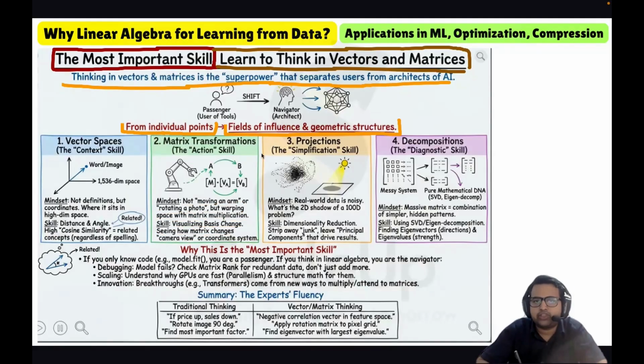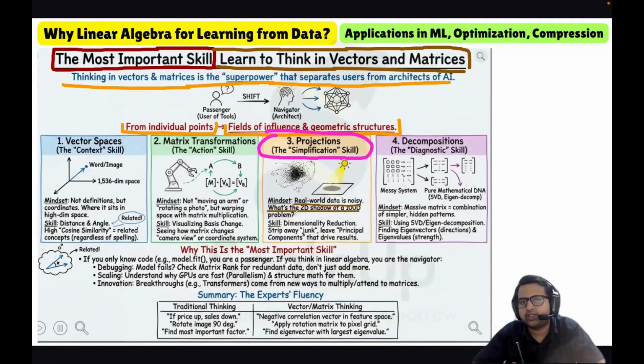Thinking in terms of projections, the simplification skill. Optimization and data science experts are masters of shadows. Real world data has too much noise. An expert asks, what is the 2D shadow of this 100 dimensional problem? That is what the simplification skill is. So we should think in terms of projection. The idea is that we convert a high dimensional problem into a low dimensional problem. That is dimensionality reduction.